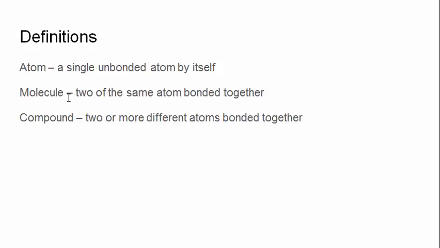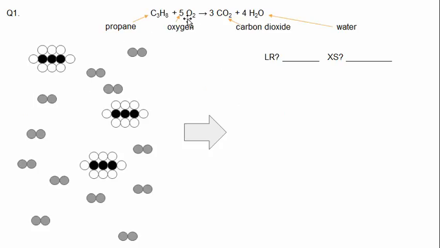A molecule is two of the same atom bonded together, and a compound is two or more different atoms bonded together. When we use these three words to define different kinds of particles, then you can write a sentence describing a chemical reaction. So, in this sample problem, you can see that there's a chemical reaction at the top, which is balanced, and you can see that I've written the words that are the names of each of these particles below it. And you'll see something very similar on the quiz.